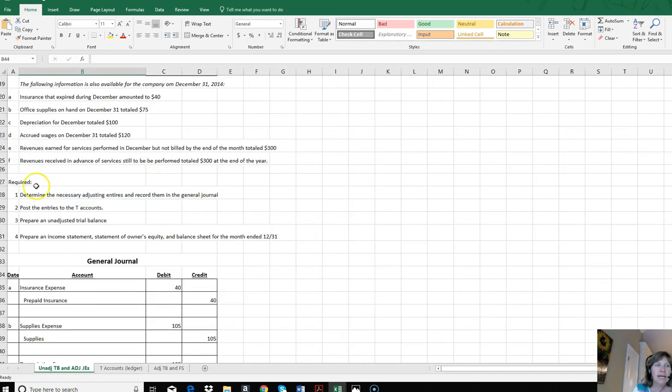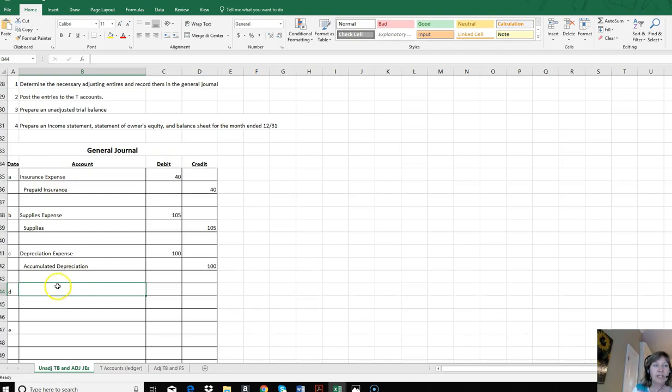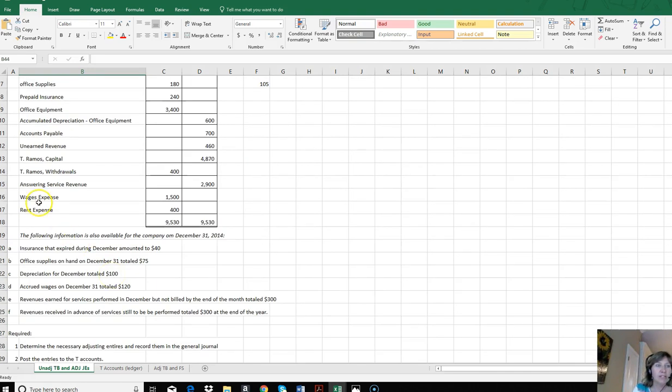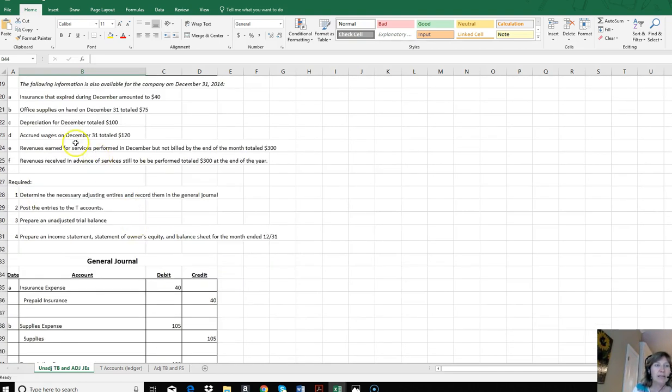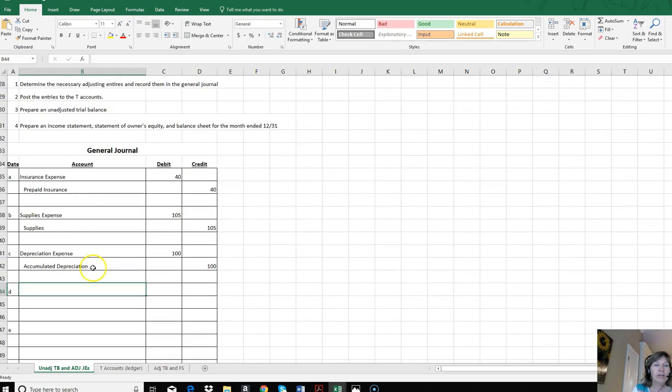So letter D says accrued wages on December 31st. So we like accruals because it means either a receivable or a payable. Since wages are an expense, we're talking about a payable. So letter D, I need to make sure it's wage expense. And it tells you how much to accrue for, $120.